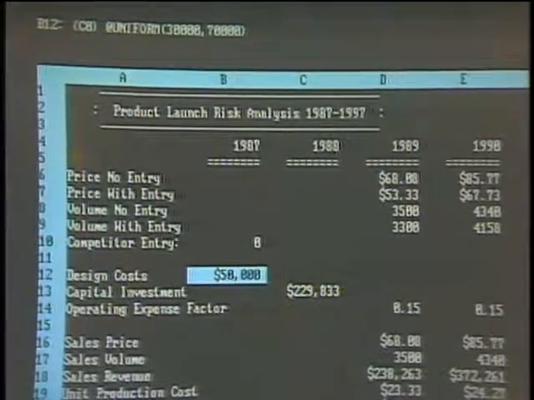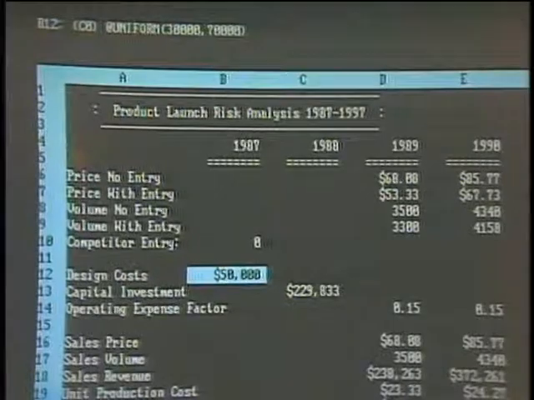What you can see where the cursor is located is a design cost entry, and you'll notice up above that it's been entered as @uniform. This is one of a set of special @ functions added by At Risk to 1-2-3 to allow you to enter a range of possible values in a single cell. What that essentially says is that the value in that cell could range with equal probability between 30,000 and 70,000. At Risk gives you a whole range of different distribution types, and you can add as many as you want to a given spreadsheet.